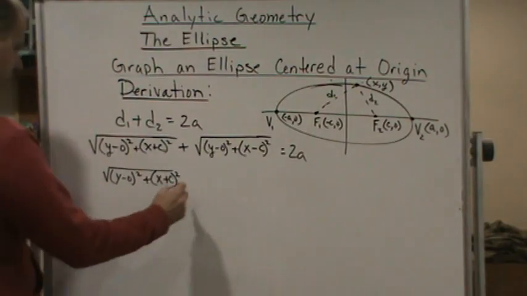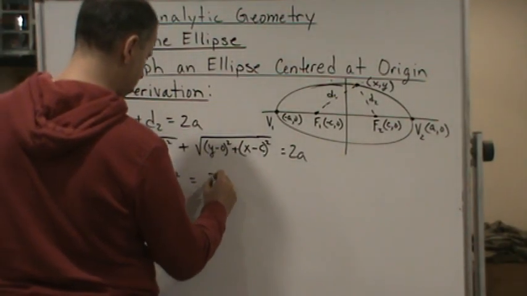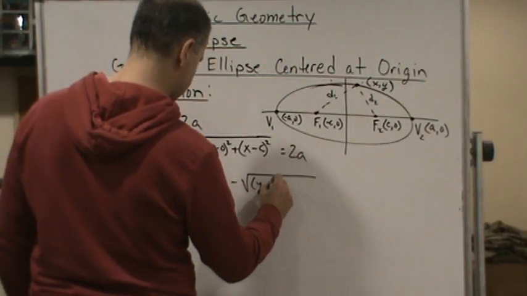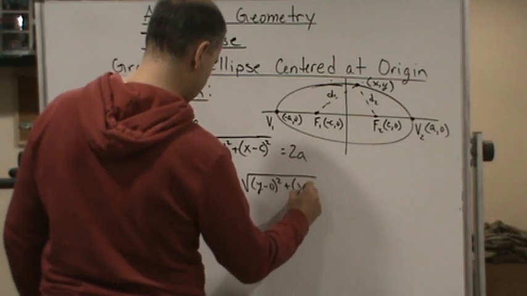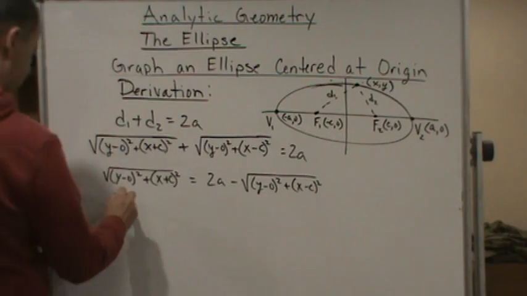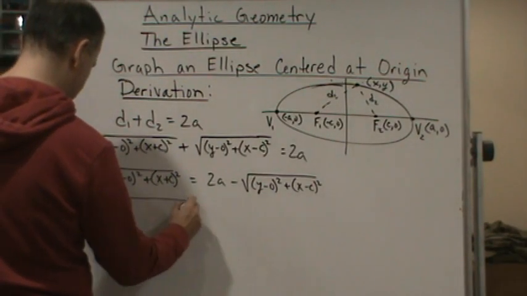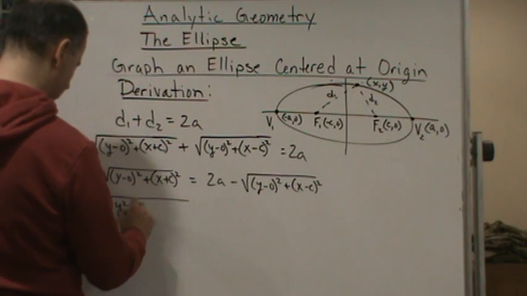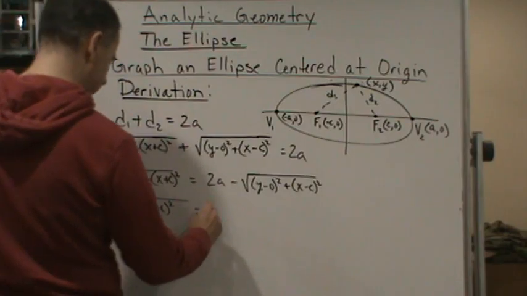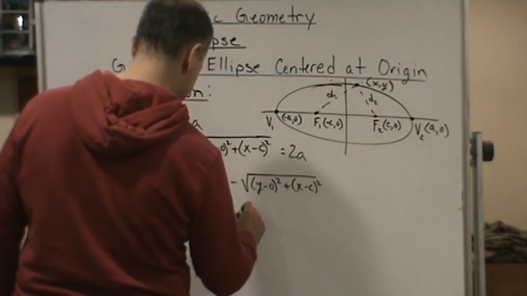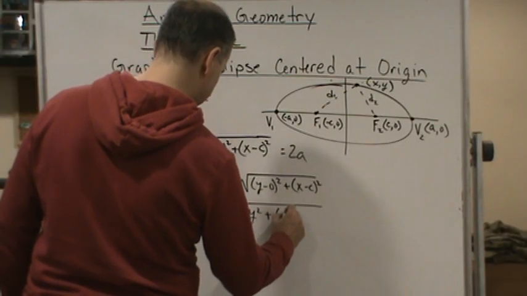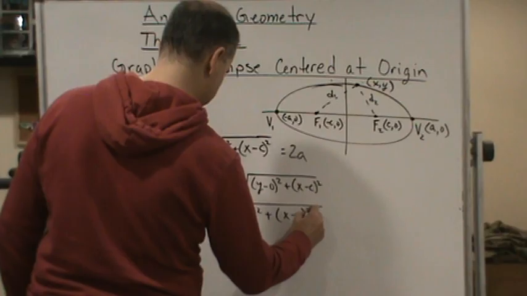Okay, so this is going to equal 2a minus the square root of (y minus 0) squared plus the quantity x minus c squared. Okay, so now what I'm going to do is simplify things. This is just y squared. So this is going to be the square root of y squared plus the quantity x plus c squared, which is going to equal 2a minus the square root of y squared plus the quantity x minus c squared.